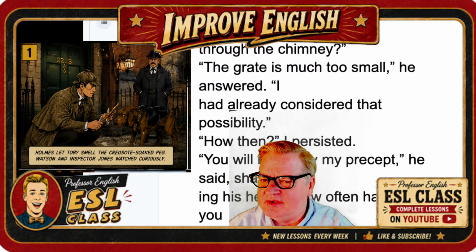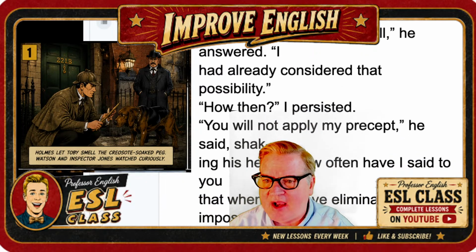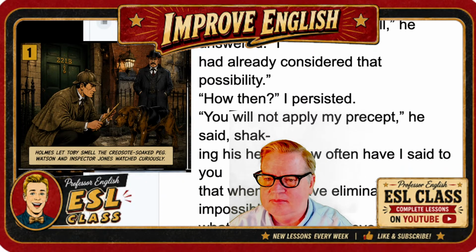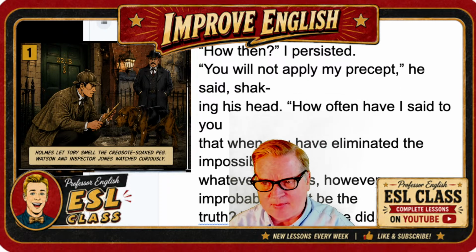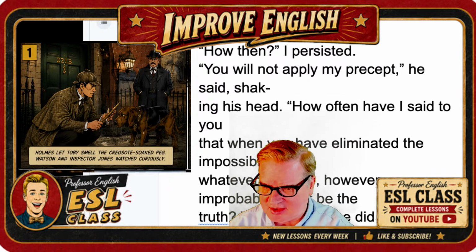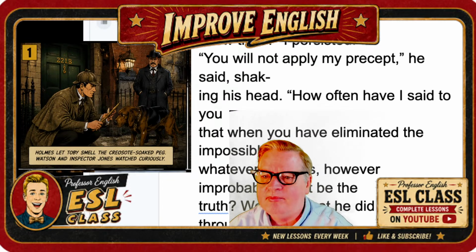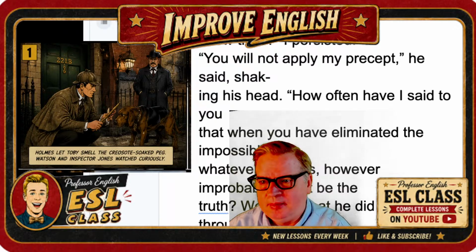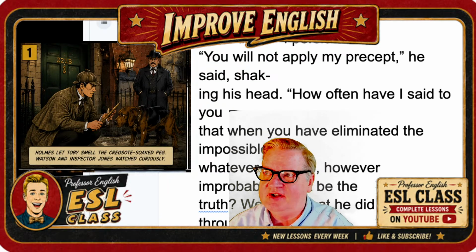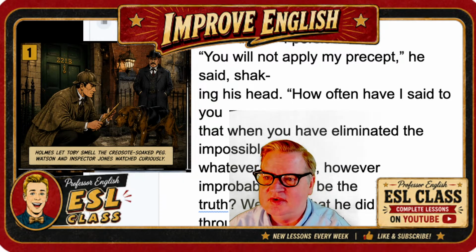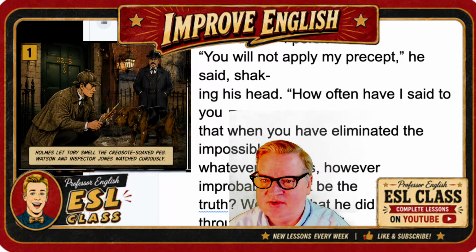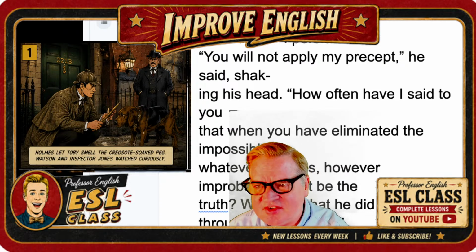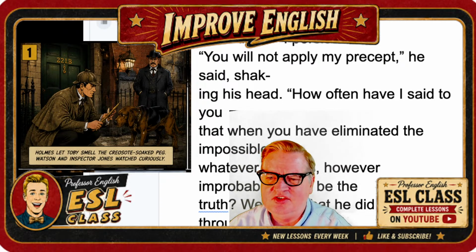I had already considered that possibility. "How then?" I persisted. "You will not apply my precept?" he said, shaking his head. Precept here is kind of like a requirement. So if Holmes is looking at some evidence, he has certain ideas or requirements that he first uses. So he's saying, "You're not applying my system," he said, shaking his head.